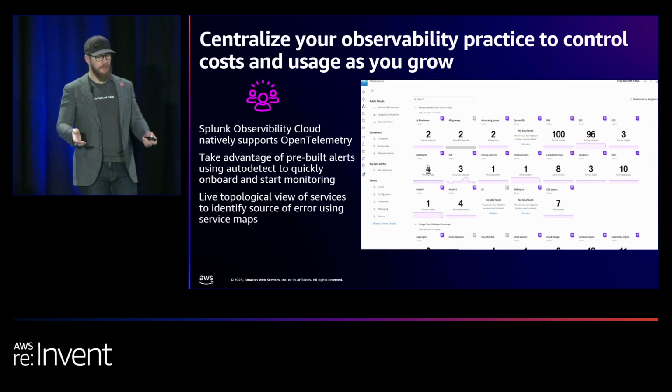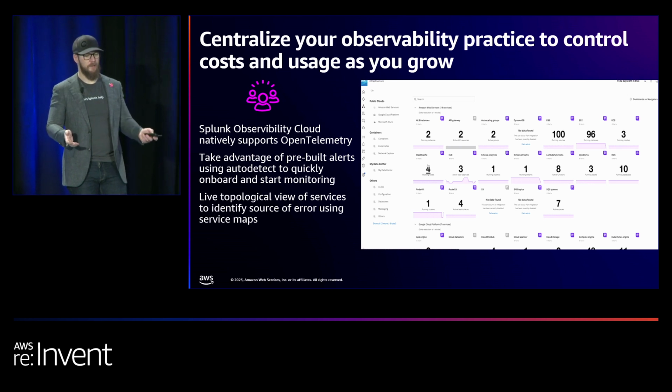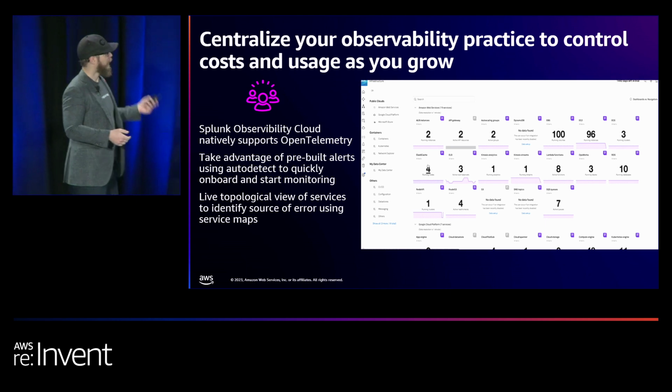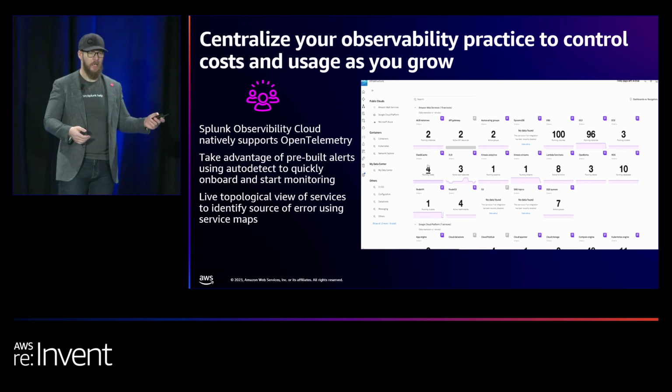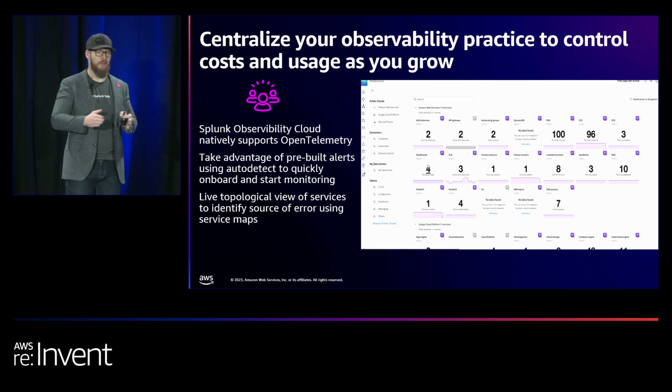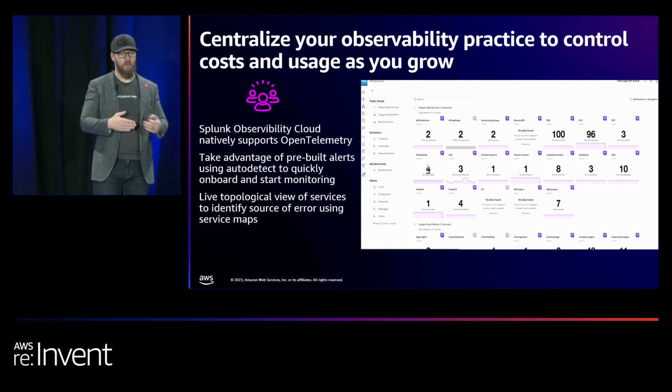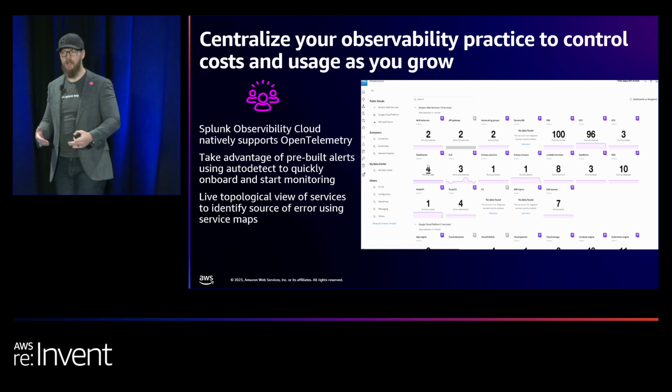And then centralize your observability practice to control costs and usage as you grow. So what you're seeing here is our infrastructure out of the box dashboards. We make it very easy to find all of your infrastructure in one place. So you have one tool instead of a multitude of individual siloed tools to allow you to look at everything in one place in a much more cost-effective fashion and onboard that data a lot easier.